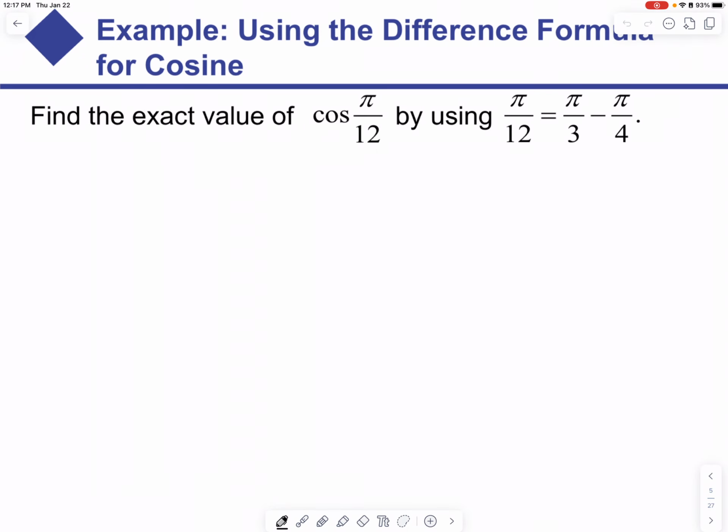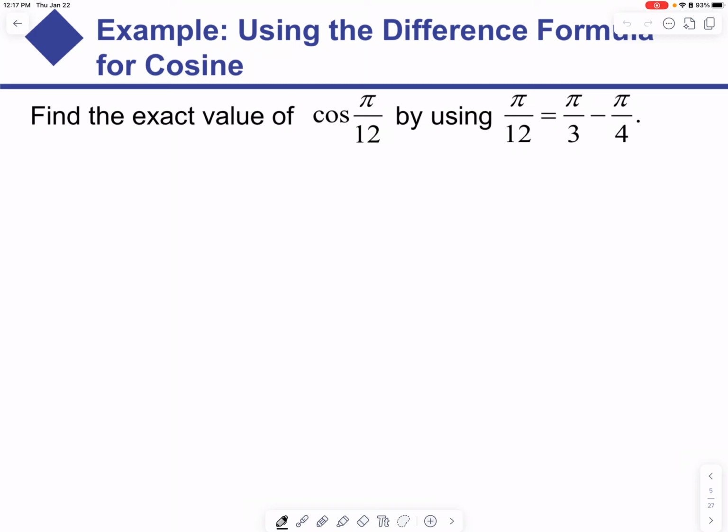So here we're asked to find the exact value of the cosine of pi over 12 by using the notion that pi over 12 equals pi over 3 minus pi over 4. I don't know that I'm necessarily going to draw out the unit circle right now, but on your end, it's a good idea. We're going to be using a unit circle here, or at least I am. Be cognizant of how to construct quadrant 1 of the unit circle.